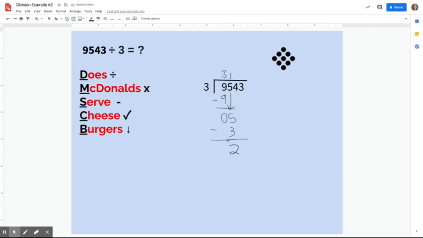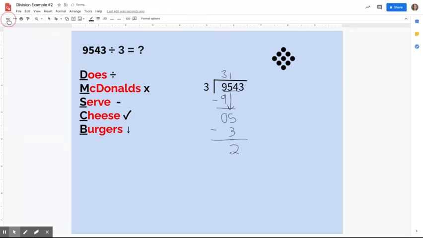I can't make another group. So I bring down my 3. I have to make sure I use all of the digits from my dividend up here. Otherwise, I haven't divided my number out completely. So 23 divided by 3. How many groups can I make with this? Well, again, we can count by threes, or if you are good with your math facts, 3 times 6 is going to be 18. 3 times 7 is going to be 21. 3 times 8 is too many. It's 24. So I can only have 7 groups.